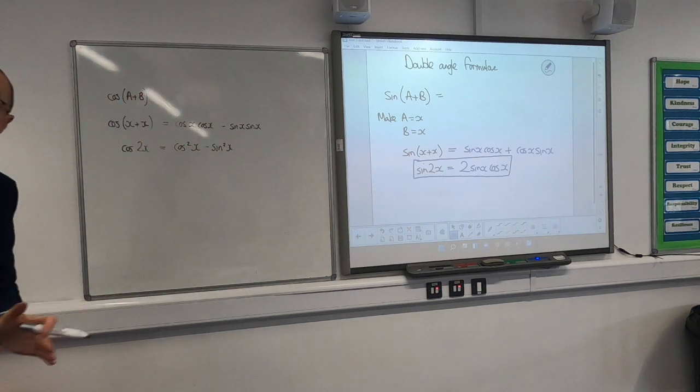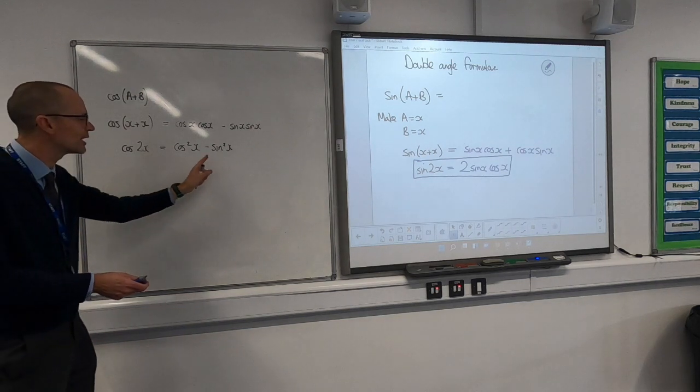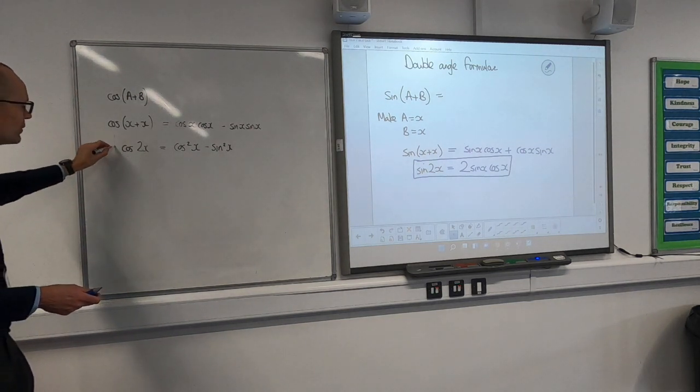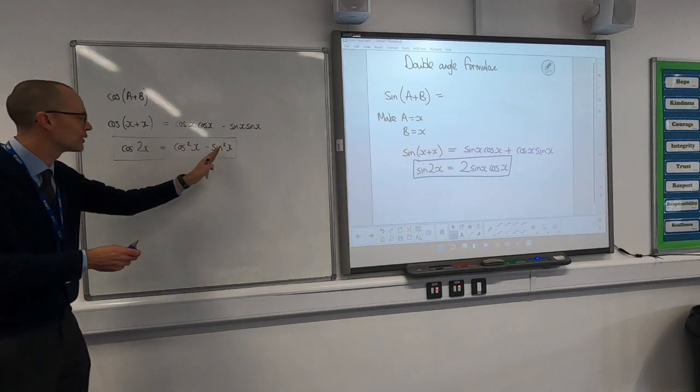Now there's a potential for confusion here. Isabel, why could this potentially be confusing? The fact that cos 2x is cos squared minus sin squared. Where have we got something that looks a little bit like that?